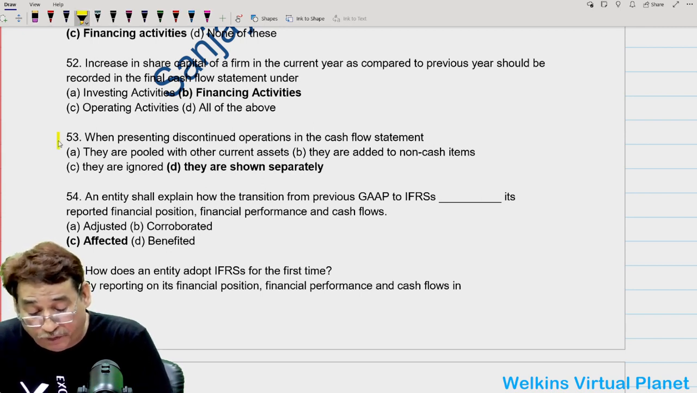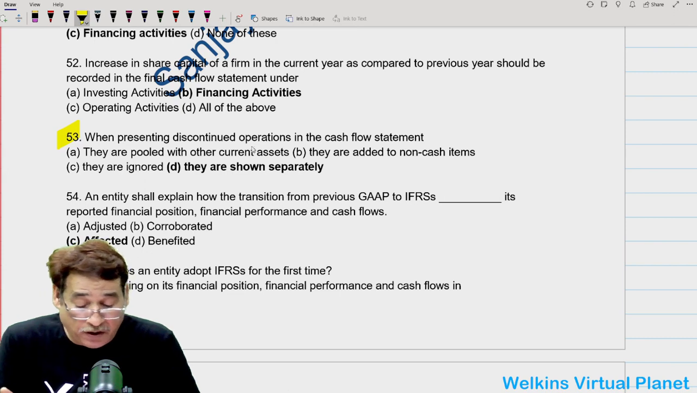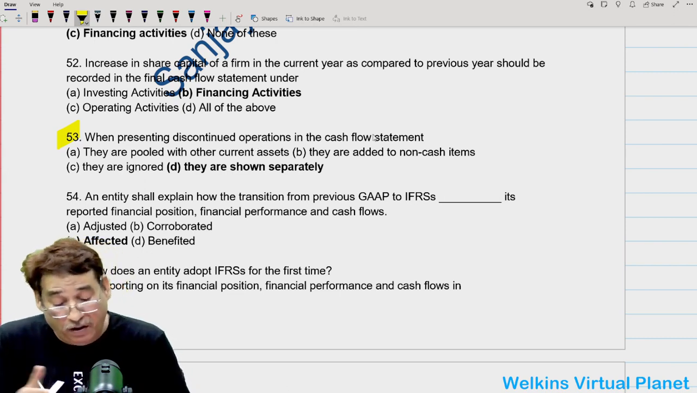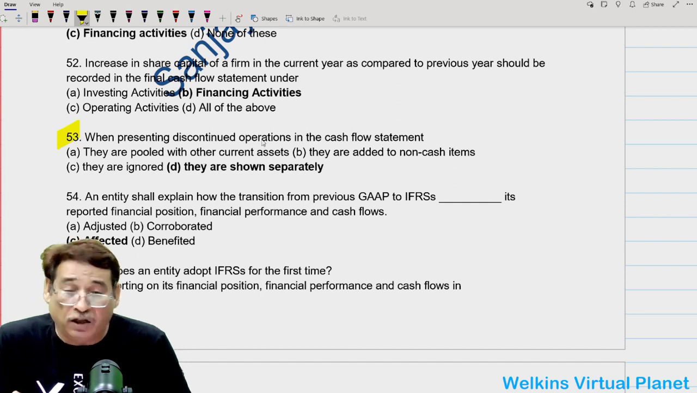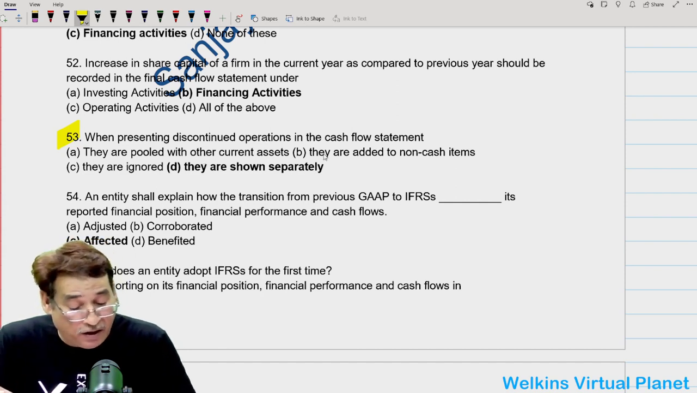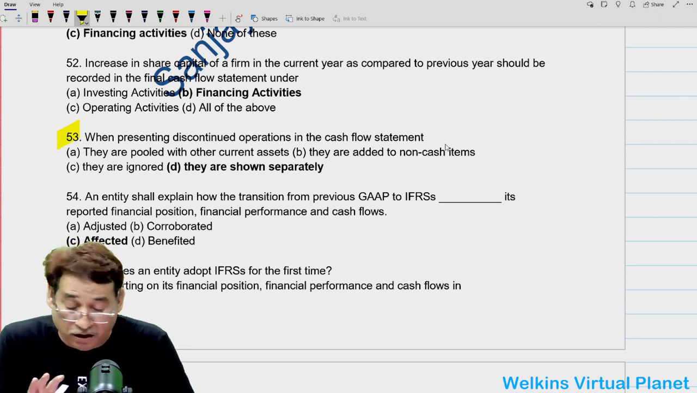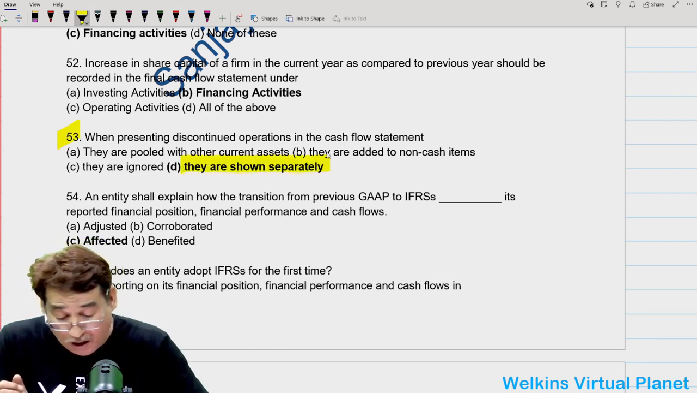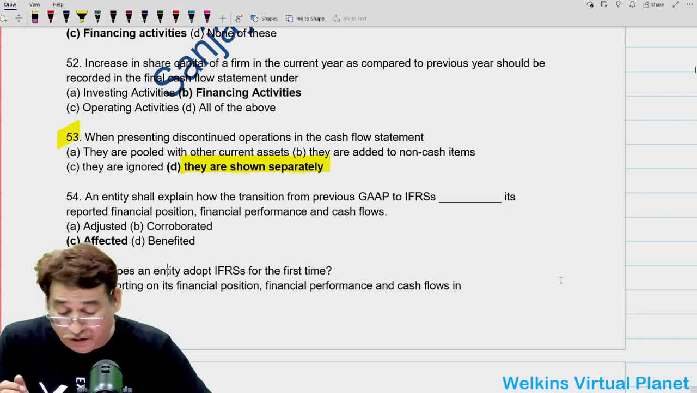So 53. When presenting the discontinued operation in the cash flow statement, are they pooled with other current assets? No, that is not the case. Are they added to the non-cash items? That is also not the case. Are they ignored? It is also not the case. In fact, whenever we present discontinued operations, they are shown separately. Very simple.